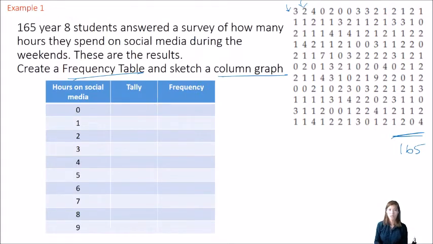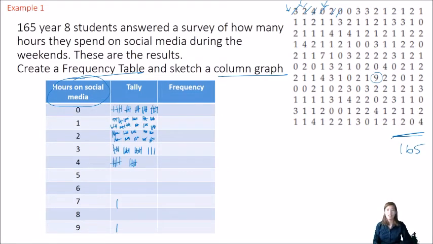So first of all, in the first column, we have to write down what we are talking about. We're talking about hours on social media. And we're looking at the numbers and we notice that the smallest value is 0 and the biggest number in there is 9. So we write our numbers in the first column between 0 and 9. After that, we can sit there and tally all the numbers: 3, 2, 4, 3, 2, 4, and you continue doing this until you go through all the values. I'm going to do that and I'll get back to you in a second.